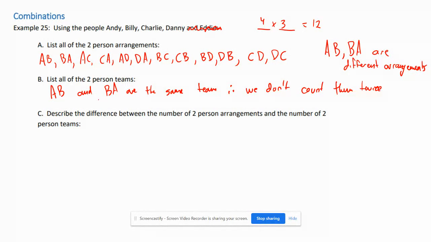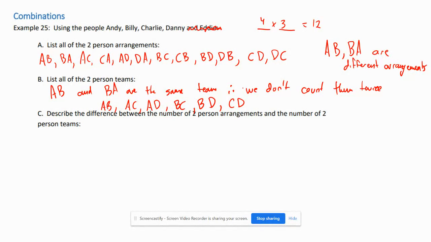So what we have here is AB, AC, AD, BC, BD, and CD. We have a total of 1, 2, 3, 4, 5, 6. In this case, we had 12 arrangements, but now we only have 6 teams. So we're going to count the teams.